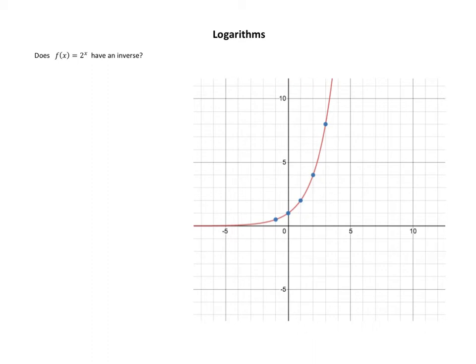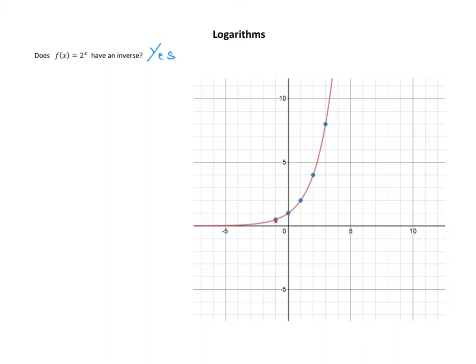Well, every horizontal line that you draw only goes through the function once, or like down here, it doesn't go through anything. And this means, yes, it passes the horizontal line test. So this, in fact, does have an inverse. So the question is, well, what is it?